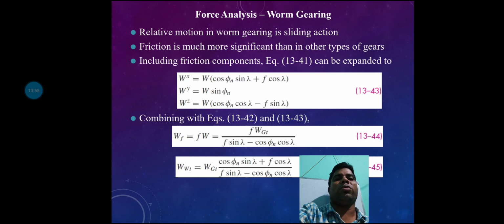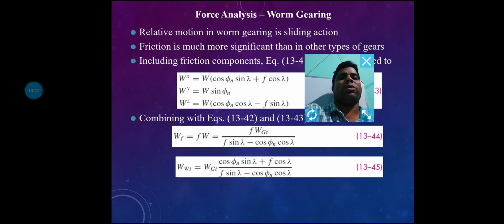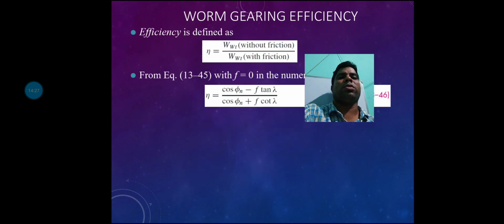Now combining equations 14.42 and 14.3, we can get Wx is equal to f W, that means f Wgt by f sin lambda minus cos phi n cos lambda. That means Wt is equal to Wgt times cos phi n sin lambda plus f cos lambda, by f sin lambda minus cos phi n cos lambda.